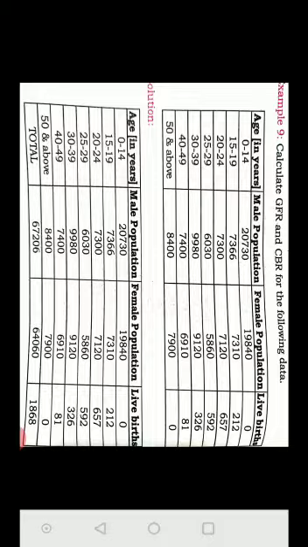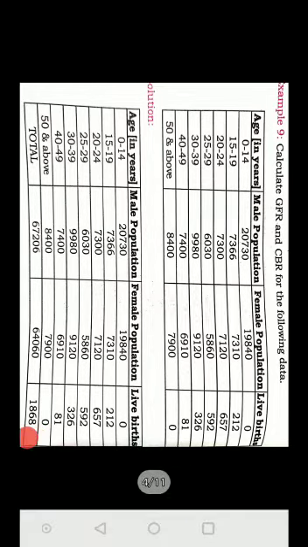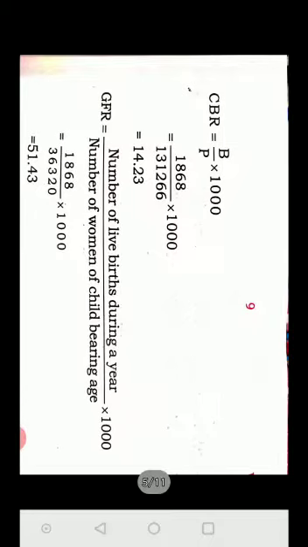And the total number of live births. See, the first column 0 to 14 is 0. And the second column is 212. The third column is 657, then 592, then 326, then from 40 to 49 it is 81, and the last column for 50 and above is 0. Now this is totaling up to 1868. Now if you have to calculate CBR, that is B divided by P into 1000.